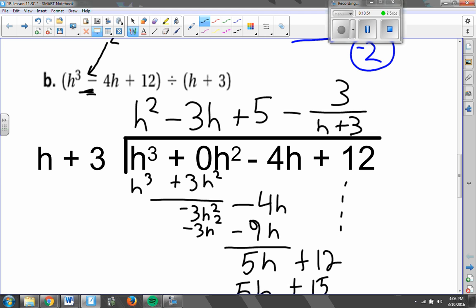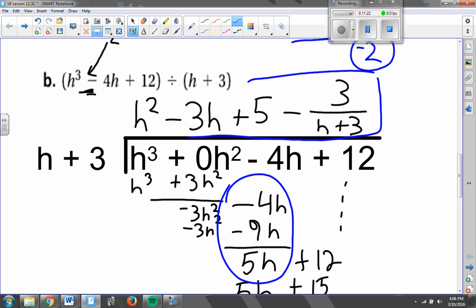Okay, we should have h squared minus 3h plus 5 minus this remainder fraction 3 over h plus 3. The only thing that I think might be tricky is when we get here, this is negative 4h minus negative 9h. So negative 4 plus 9, because we're minusing a negative, gives us 5h. And that's where our plus 5 comes from. If you have questions about anything in this process, please make a note to ask me in class tomorrow.